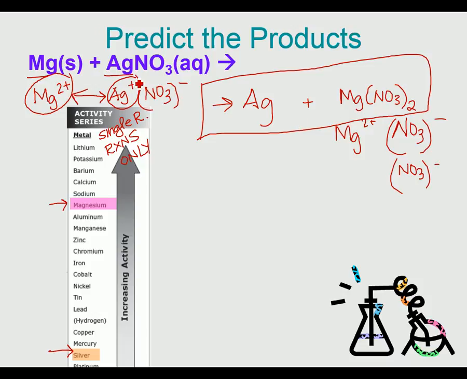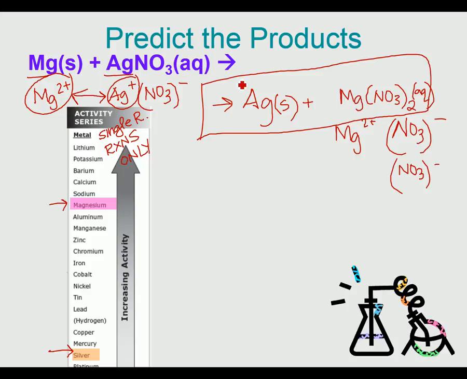Now, I can ask you even more about states of matter, and states of matter come with understanding a little bit more about the nature of the elements. Like silver is a metal, so I can say that this is a solid. Magnesium nitrate is something I have to look up on the back of my periodic table on the solubility rules. Your solubility rules tell you that nitrates are all soluble. There are no common exceptions to that rule. Therefore, magnesium nitrate is aqueous.